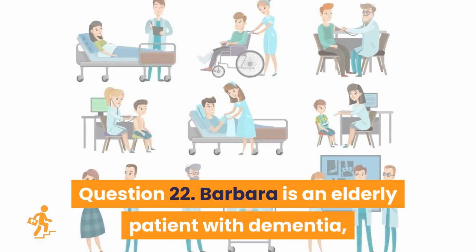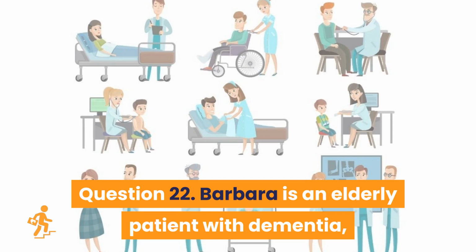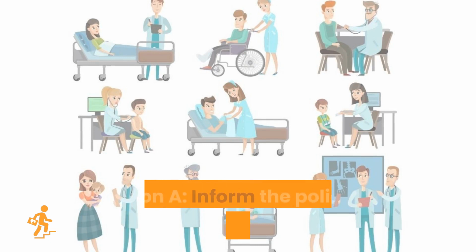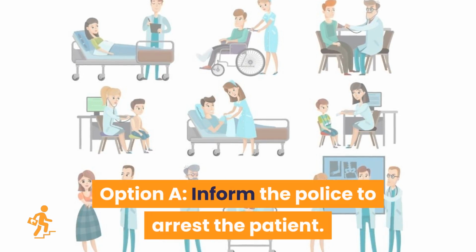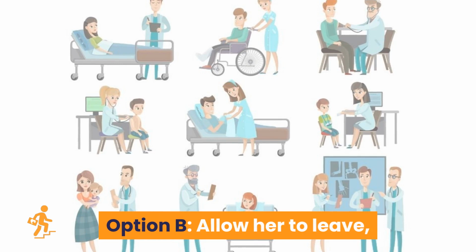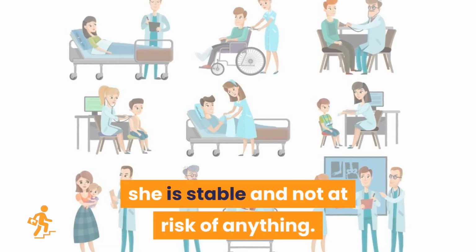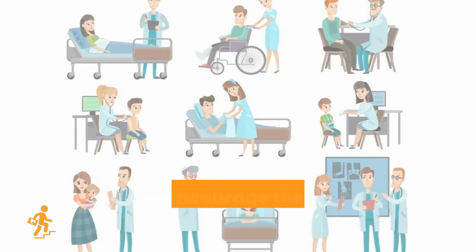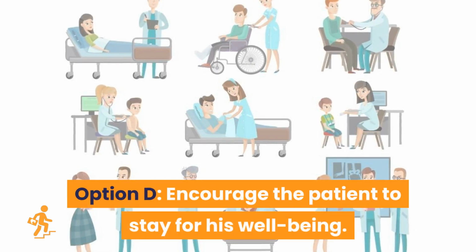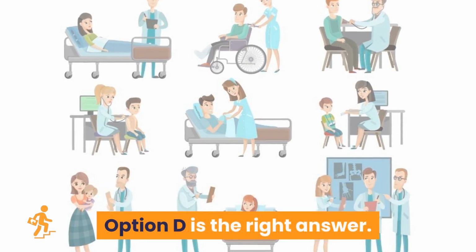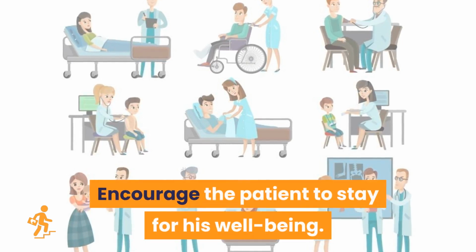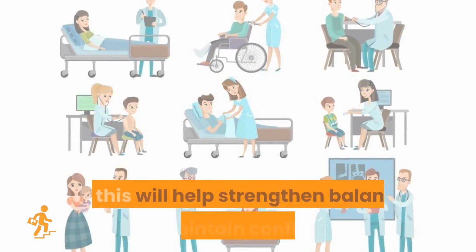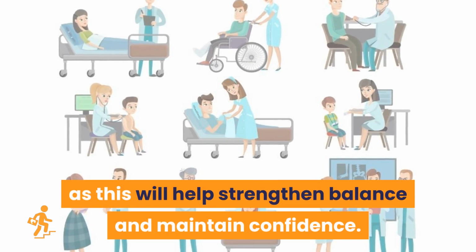Question 22. Barbara is an elderly patient with dementia, wishes to go out of the hospital. What will be your appropriate action? Option A, inform the police to arrest the patient. Option B, allow her to leave, she is stable and not at risk of anything. Option C, call the police, make sure she does not leave. Option D, encourage the patient to stay for her well-being. Option D is the right answer. Encourage the patient to stay for her well-being. Always encourage the patient to keep physically active, as this will help strengthen balance and maintain confidence.